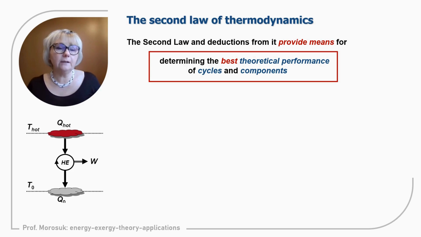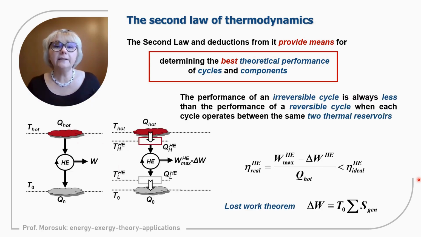So if the cycle is ideal, a Carnot cycle, we can generate maximum work within this cycle, meaning that efficiency will be the highest. If we have any irreversibilities within the system, immediately the amount of work that we will produce will be lower and efficiency will drop. And the value of work that we cannot produce because we have irreversibilities is called the lost work theorem or Gouy-Stodola theorem, and can be calculated with the help of entropy generation.